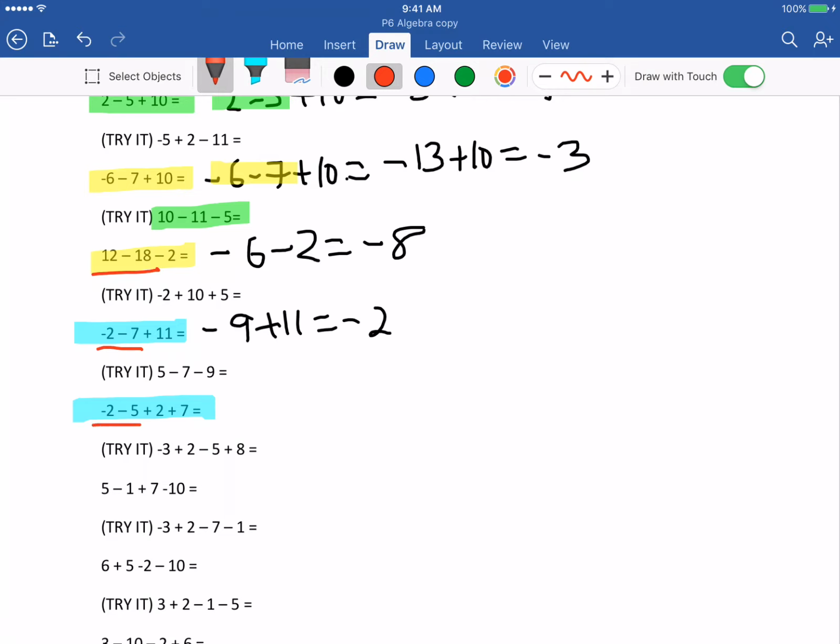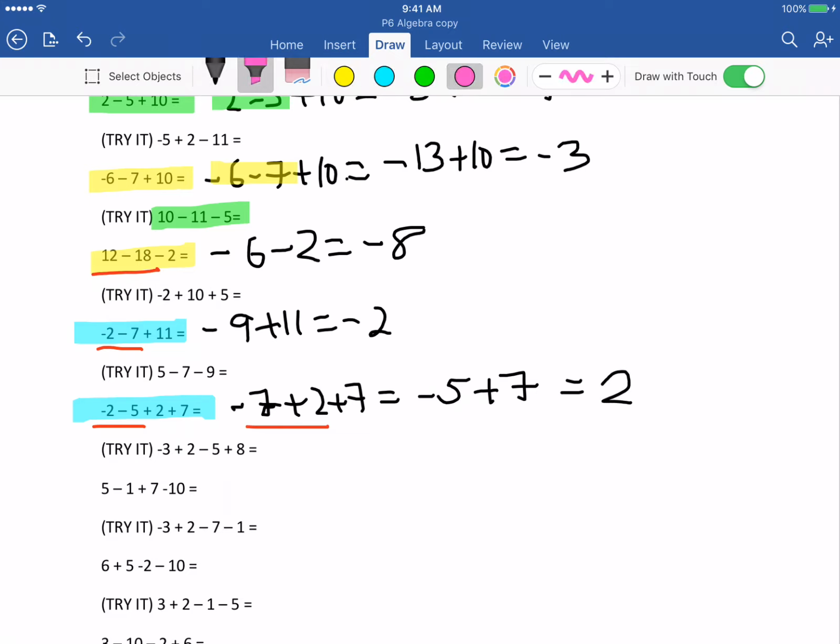So what's negative 2 minus 5? Negative 2 minus 5 is equal to negative 7 plus 2 plus 7. So what's negative 7 plus 2? Negative 7 plus 2 is equal to negative 5 plus 7. So what's negative 5 plus 7? The answer will be positive 2.